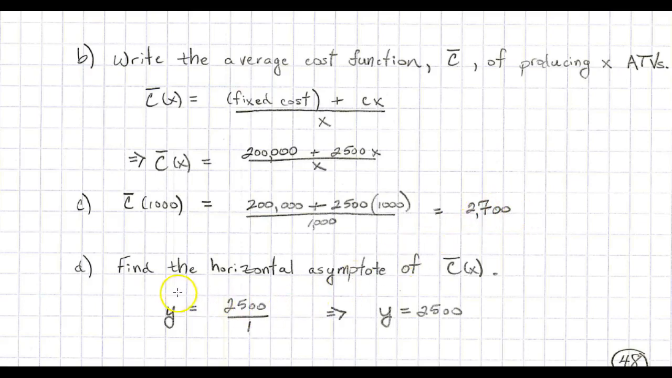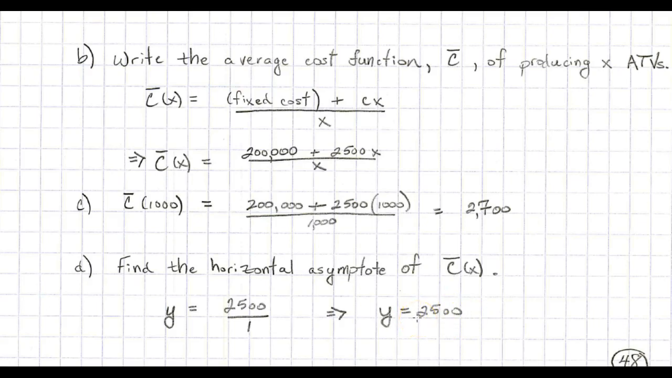Now, if I were looking for the horizontal asymptote of the average cost function, I notice that the degree of the numerator, which is a polynomial, is 1. The highest power of x I see is 1. The degree of the denominator is 1. Since the degrees of the numerator and denominator are the same, the coefficients of those highest powers, 2,500 and 1, so 2,500 divided by 1, would be the horizontal asymptote. That's essentially saying that as x approaches infinity, as the number of ATVs I make approaches infinity, the average cost to produce each ATV is 2,500.